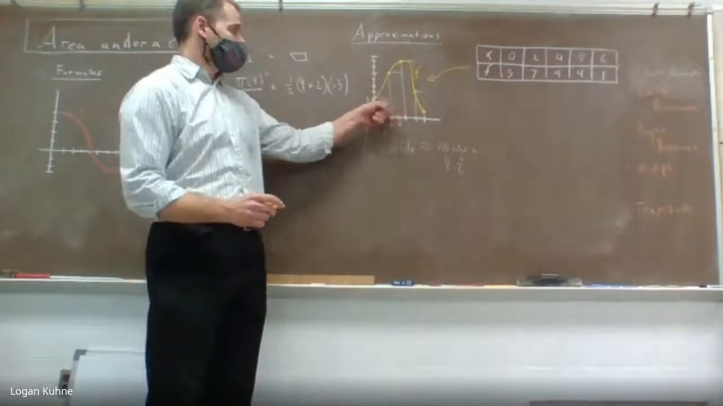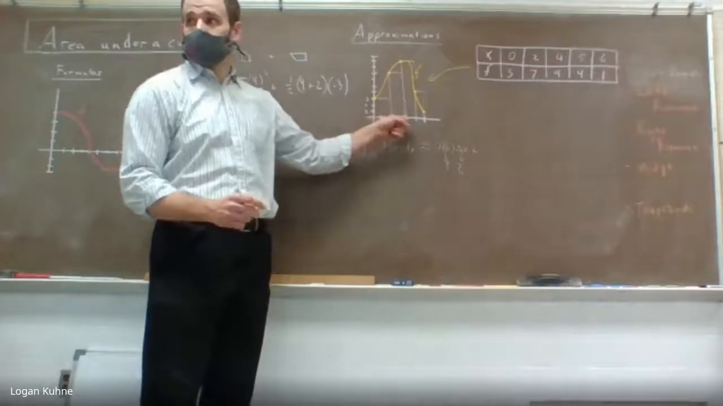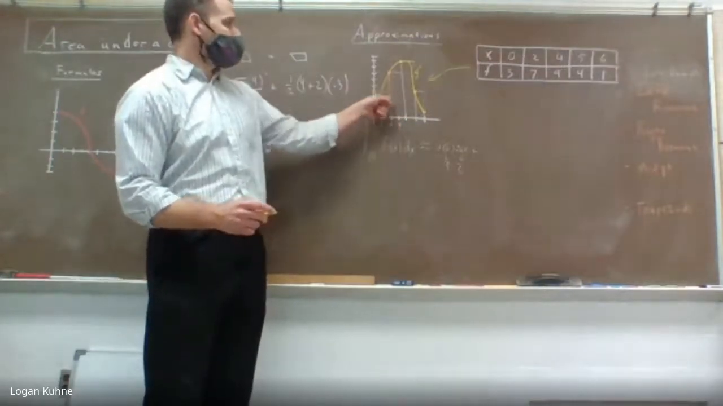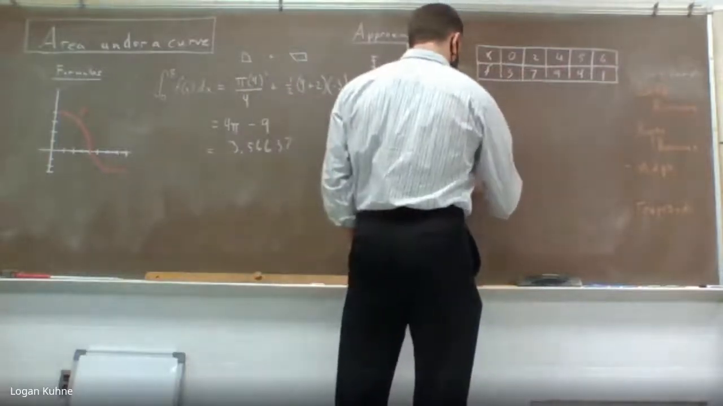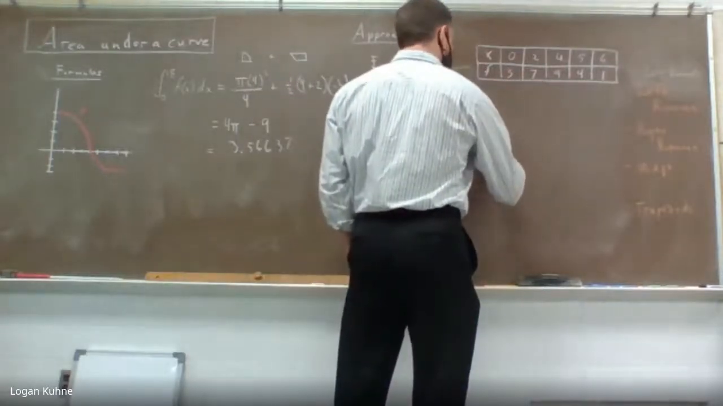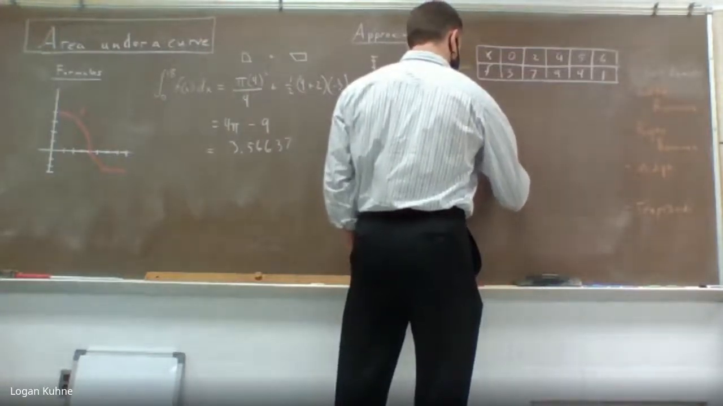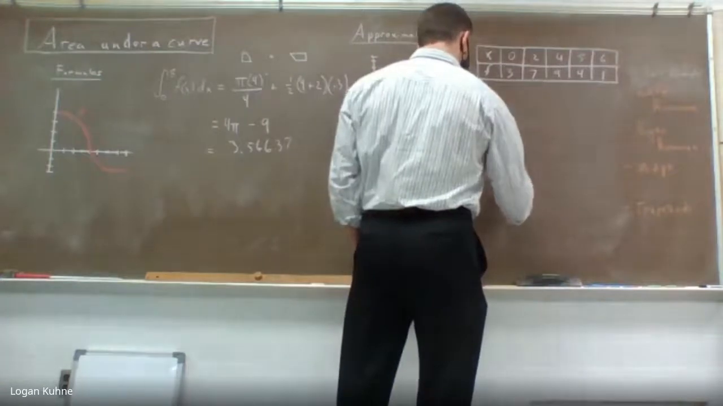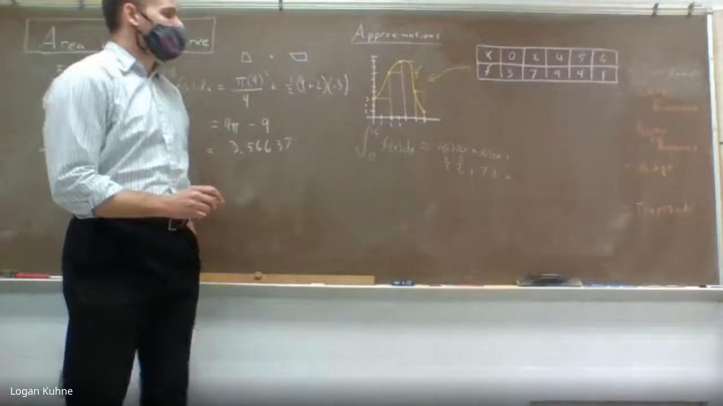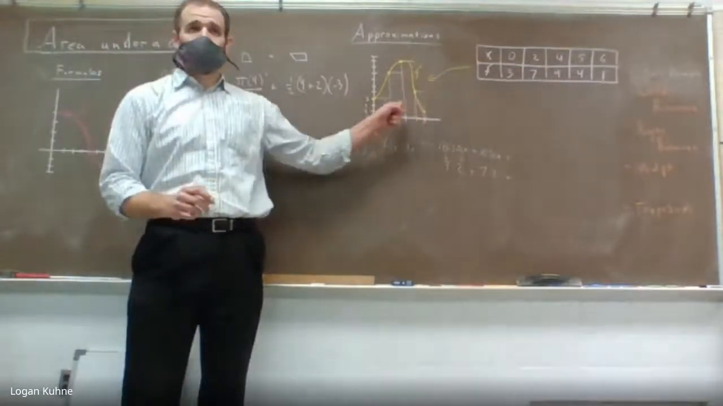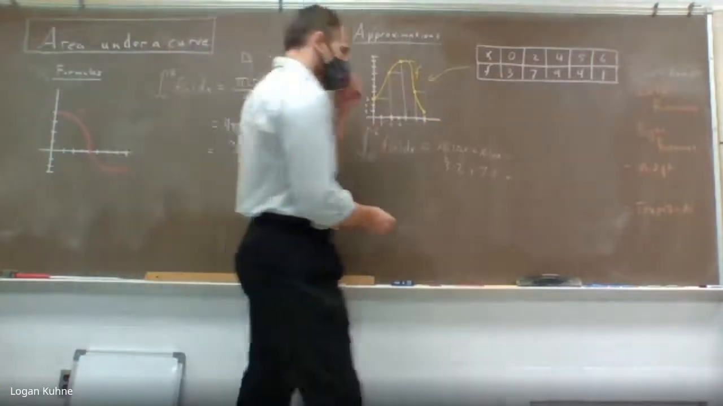Area of this box. Well, let's see here. The width of the box is still 2, right? The height of the box is 7. 7 times 2. F of 2 times the change in x. All right, how wide is this box? 1, it's a lot smaller, isn't it? Okay.